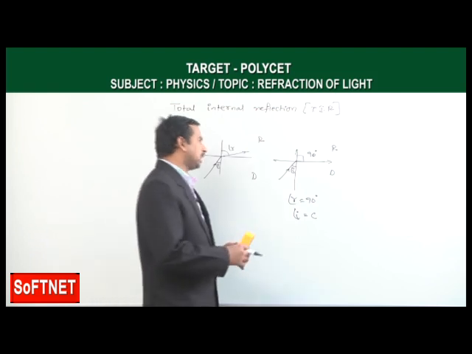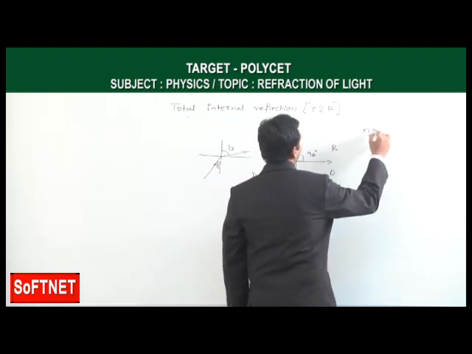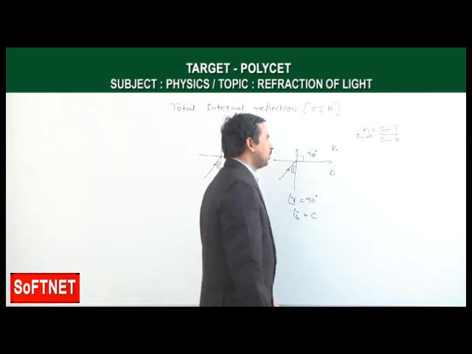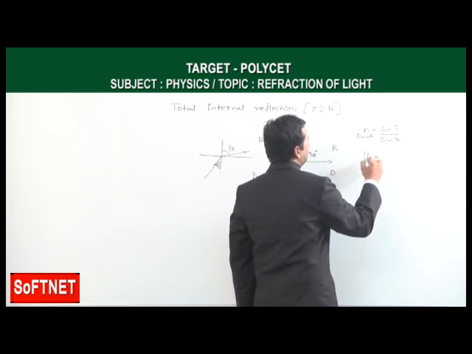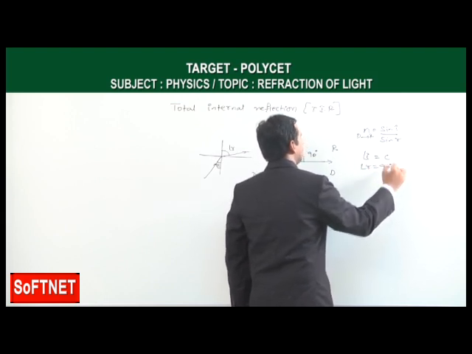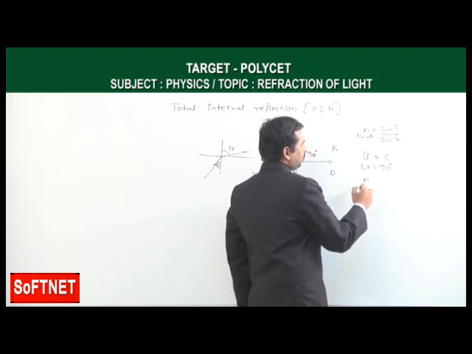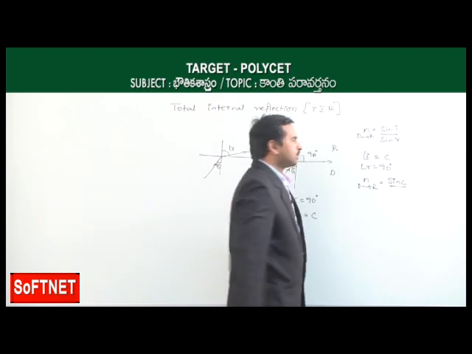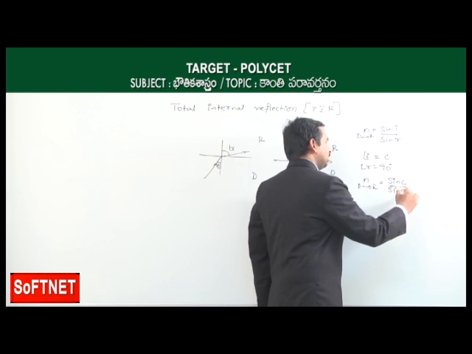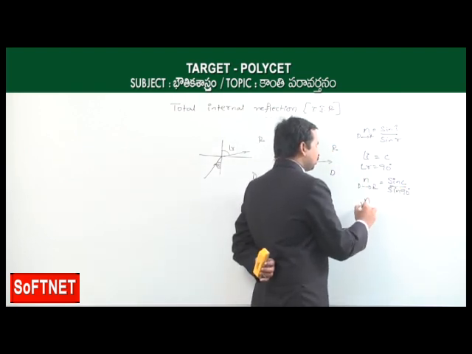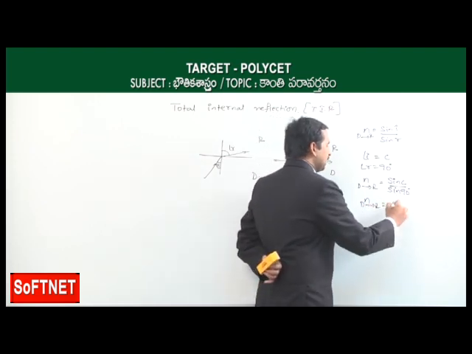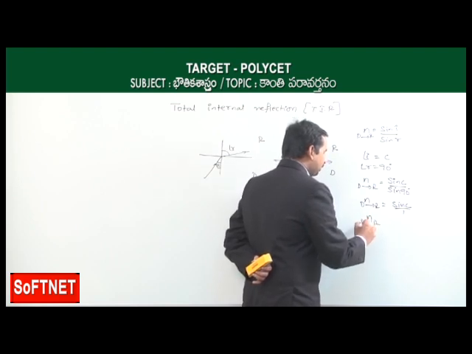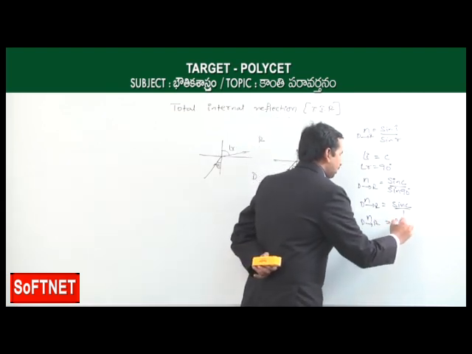Then if you want to find this critical angle, we know that the refractive index n is equal to sin i by sin r, if the light ray is going from denser to rarer medium. We know the angle of incidence here is equal to the critical angle, and the angle of refraction is 90 degrees. Then the refractive index from denser to rarer medium becomes sin i, which is sin C, by sin r, which is sin 90 degrees. Then the refractive index from denser to rarer is equal to sin C by, as sin 90 value is 1, by 1, that is. Then the refractive index of the rarer medium with respect to the denser medium is equal to sin C.